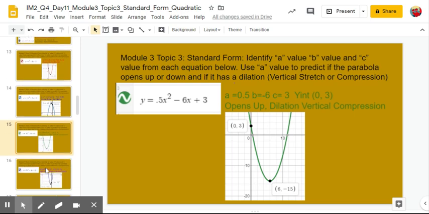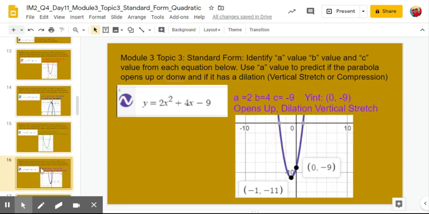All right, soon we'll have a way to use the a and the b value to quickly determine the axis of symmetry. But stay tuned for that. All right, part 4. Yep, we can see it opens up. It is a vertical stretch.